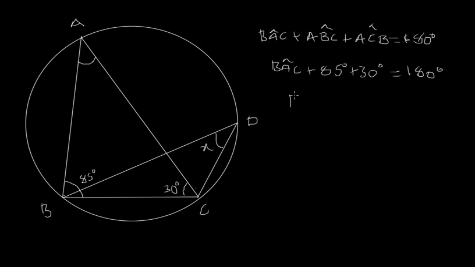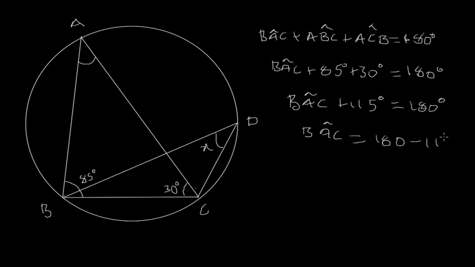So we have angle BAC plus 115 degrees equals 180 degrees. So the 115 goes to the other side. We have BAC equal to 180 minus 115 degrees. And 180 minus 115 gives us 55 degrees. So BAC is equal to 55 degrees, right?